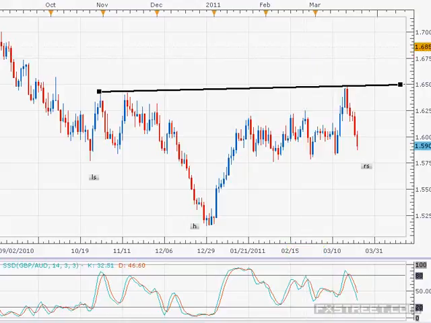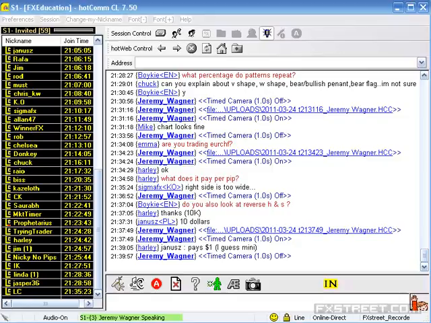All right, flags. Let's move on to flags. I see that Chuck's got a question in there: can you explain the V-shape, W-shape, bear, bullish pennant, bear flag? I'm not sure. All right, I'm going to go over the flags here, and we'll take a look at these. Let me turn the chart off and back on. The first one we're going to look at is some bull flags, and for this I'm going to take a look at the Aussie Canadian dollar on a daily chart.